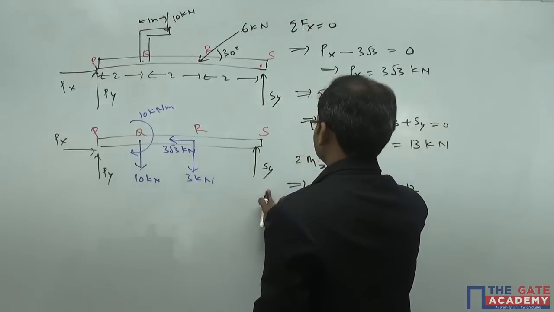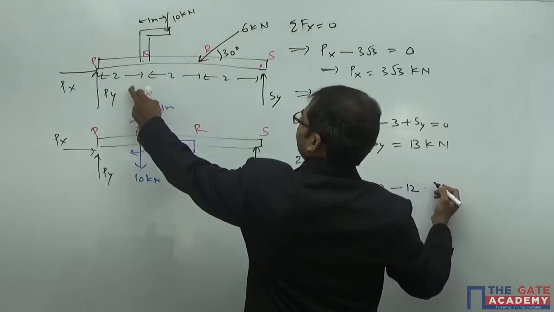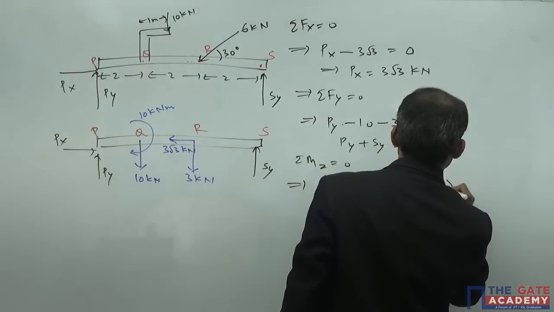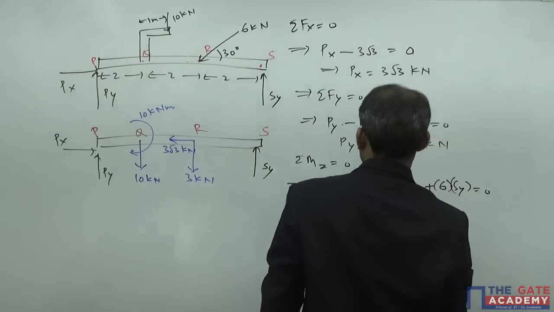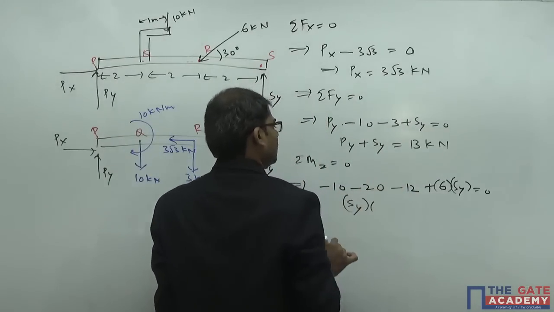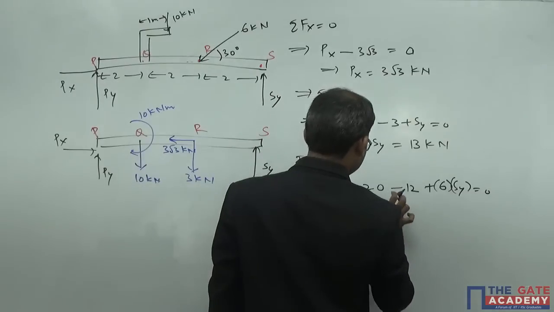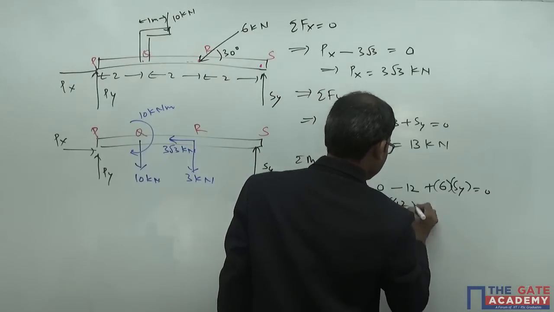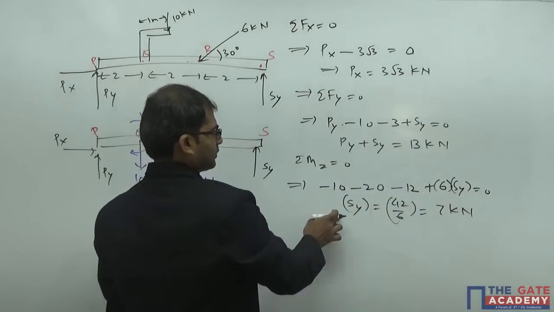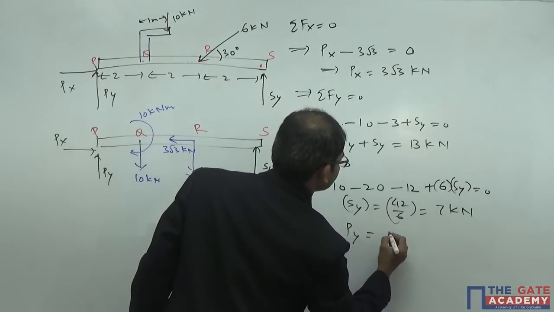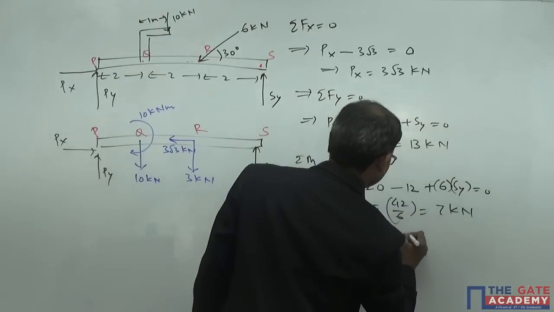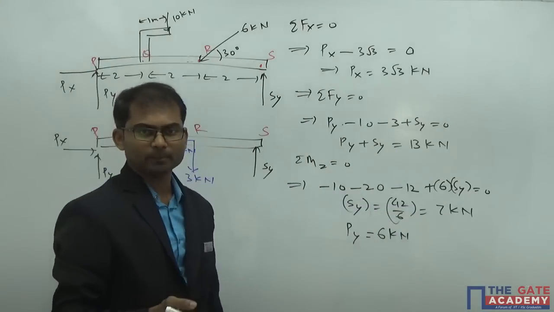Afterwards Sy is there here. Sy into 2 plus 2 plus 2, 6, so plus 6 into Sy is equal to 0. So this gives you Sy into 6 equals 30 plus 12, 42, so Sy is equal to 42 by 6. This comes as 7 kilonewton. 7 sixes are 42. If you substitute in this equation, you'll get eventually Py is equal to 6 kilonewton. So you got the value of Sy, you got the value of Py.